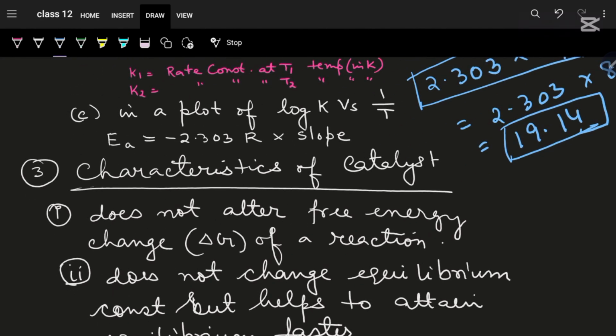Okay, next moving on. In a plot of log K versus 1 by T, you will get this relation, for a first order reaction.